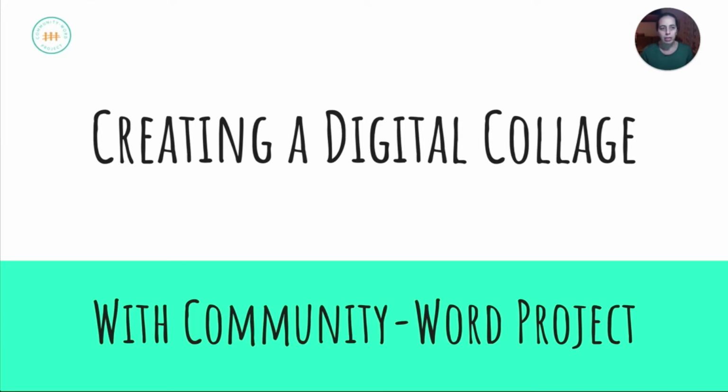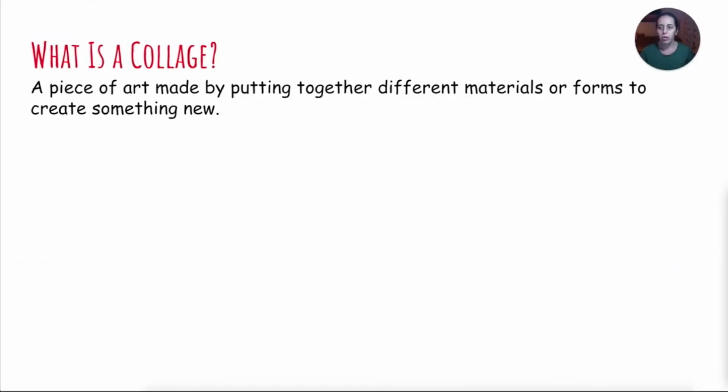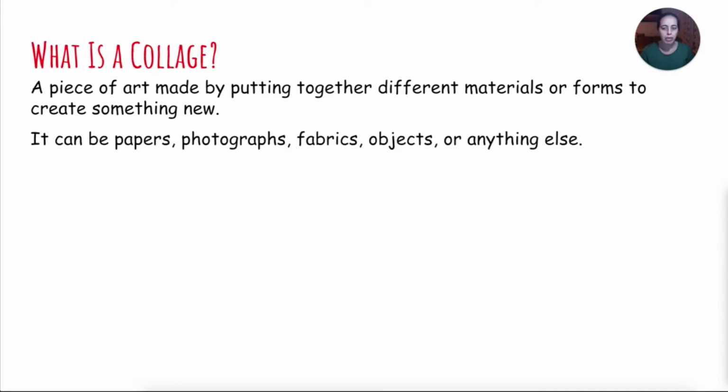Today we're going to create a digital collage. And in order to do that, the first thing we need to know is what is a collage. A collage is a piece of art made by putting together different materials or forms to create something new. It can be papers, photographs, fabrics, objects, or anything else. If you ever took magazines or journals and cut them and put them together to create something new, that means that you created a collage already.